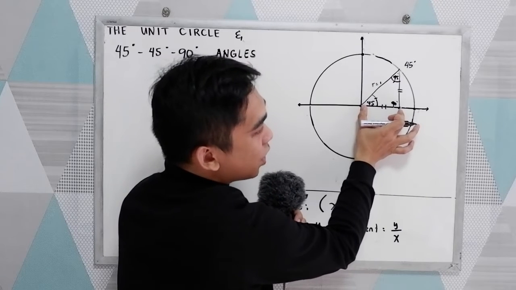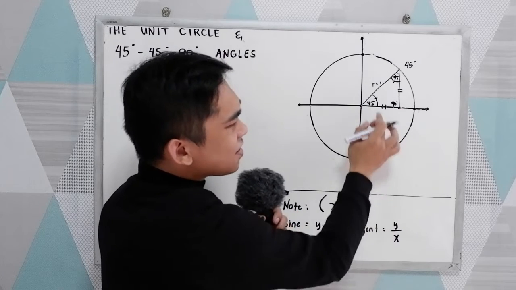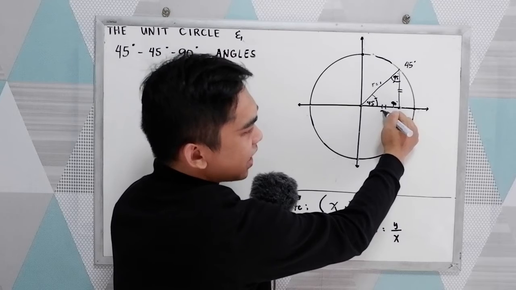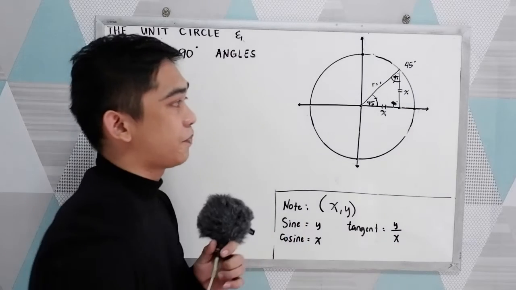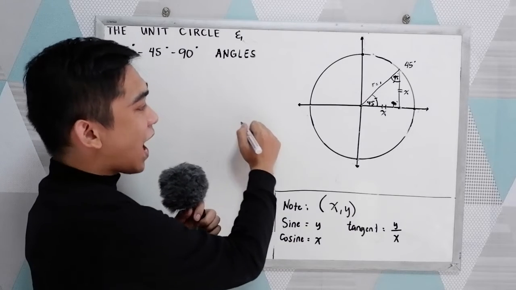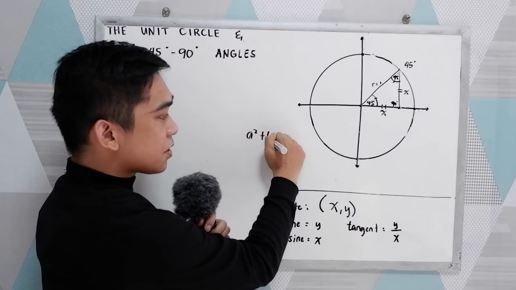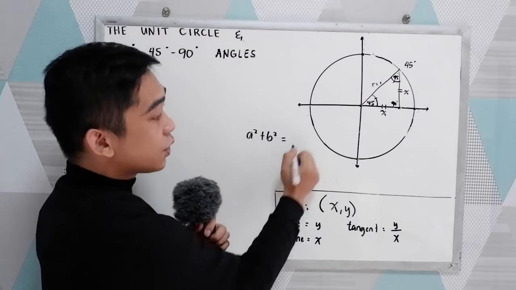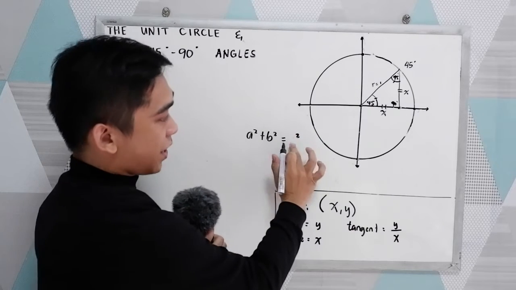Now, let us find the coordinate or the length of this part of our triangle. To find that, let's say this is x. Since they are equal, this is also x. We're going to use the Pythagorean Theorem. So we have a squared plus b squared is equal to r squared, or c squared.